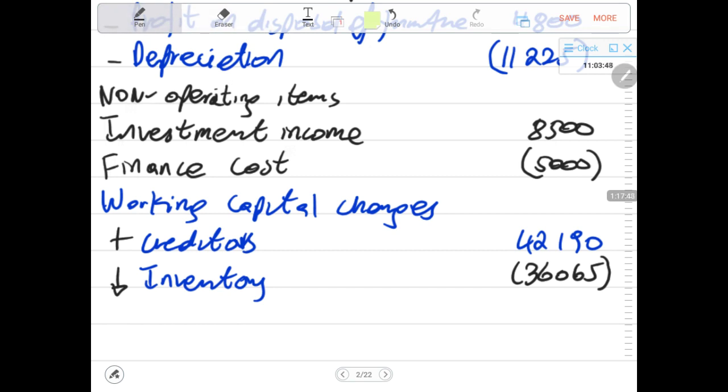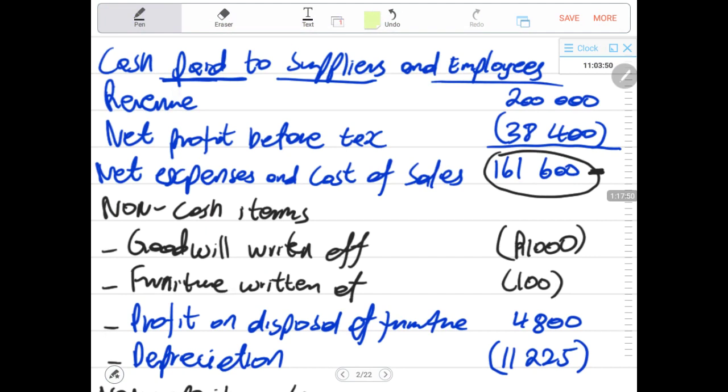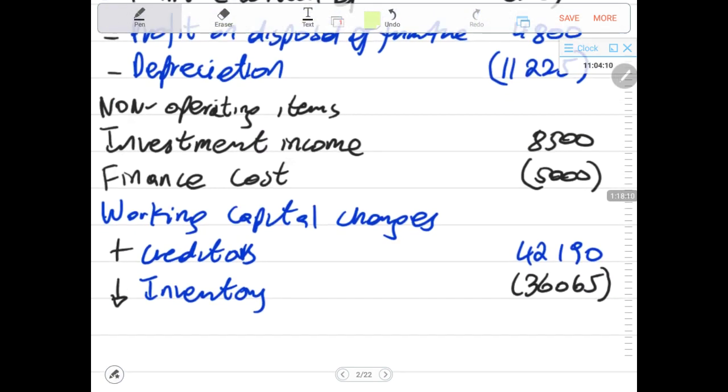And when you buy inventory from the supplier, the amount of the purchase will not be under our cost of sales, and the amount of the purchase will not be under our expenses. That means the amount of the increase in the inventory is not included here, but we need it. That's why it will be added, because we need a total of the cash that was paid to suppliers or employees.